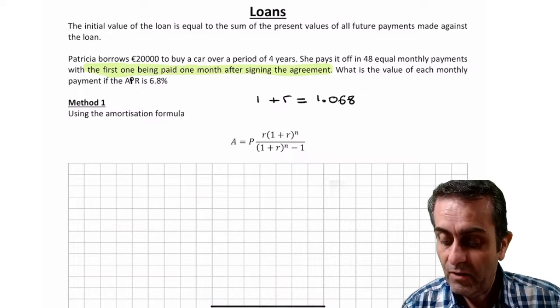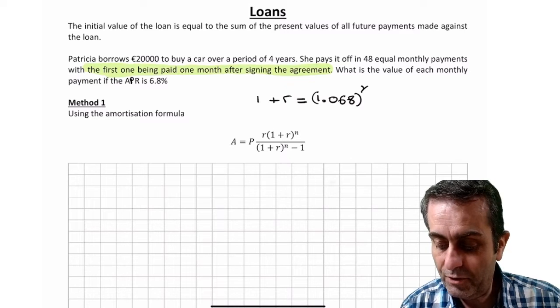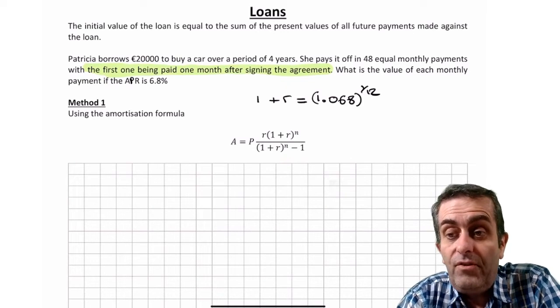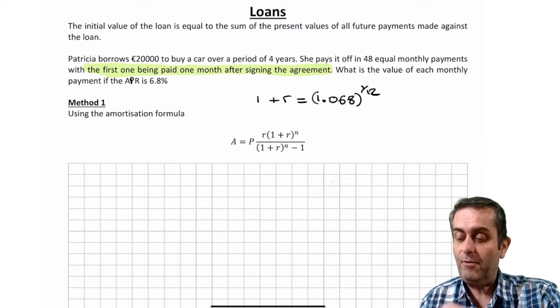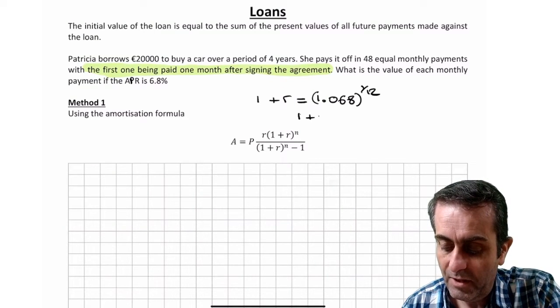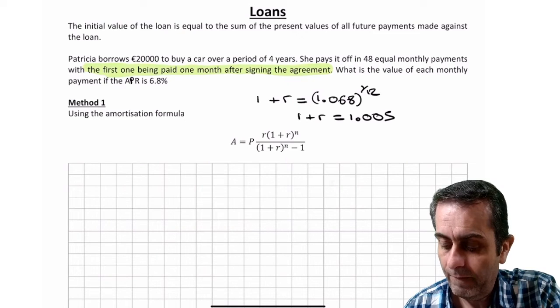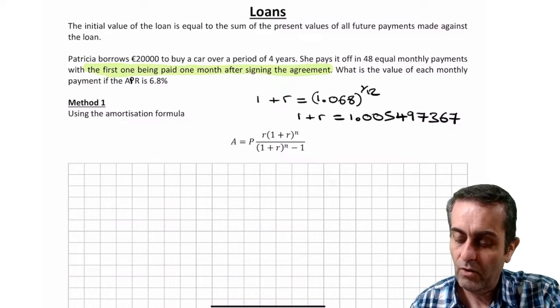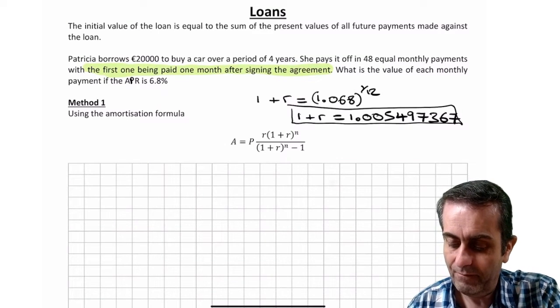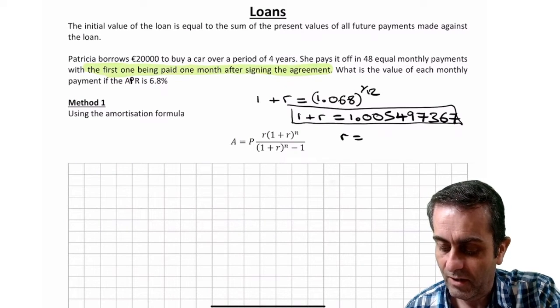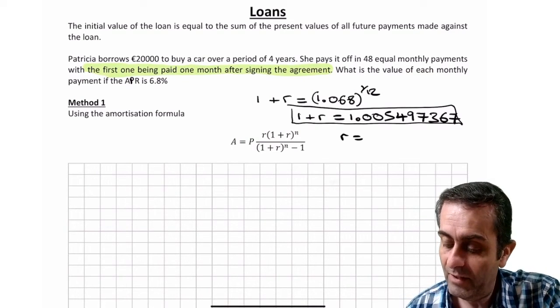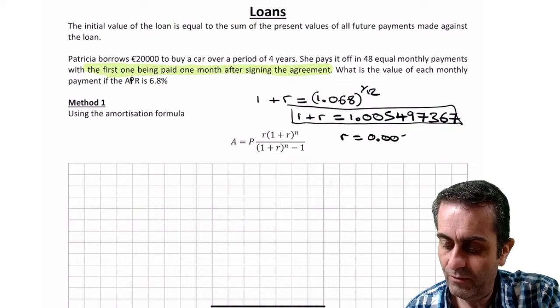Now that is annualised, so what we do is we put that to the power of 1 over 12, because there are clearly 12 months in the year. Okay? Now, when we do that calculation, we obtain that 1 plus little r is equal to 1.005497367. Now that obviously means that small r, we subtract 1 from that, and that's going to give us 0.005497367. So there you go.